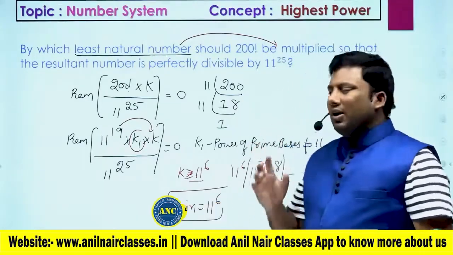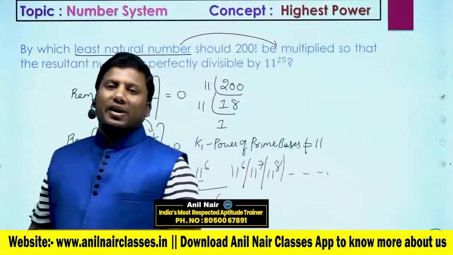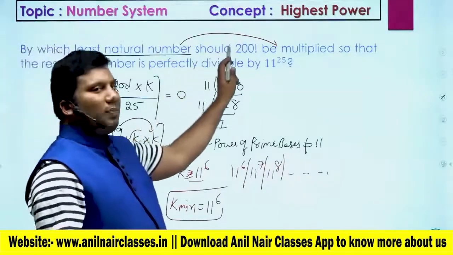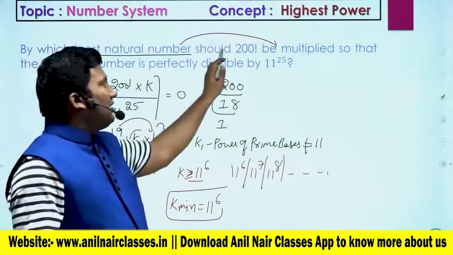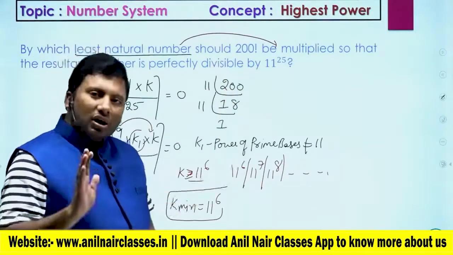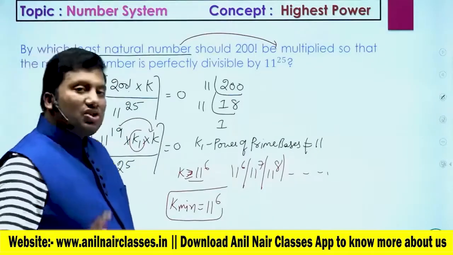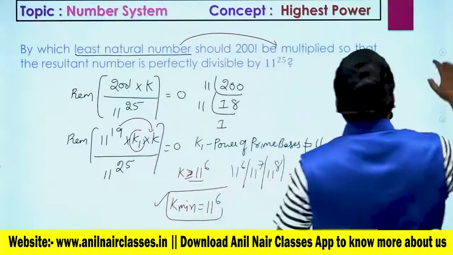In simple language, find the highest power of 11 in 200 factorial. The highest power of 11 in 200 factorial is 11 power 19. I want 11 power 25. Extra how much power of 11 should be there? 6 power of 11 should be there. Very, very easy question.